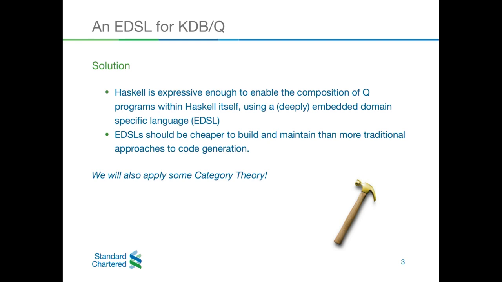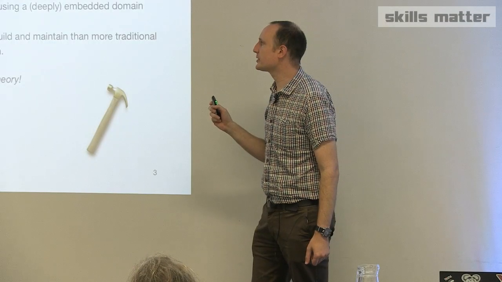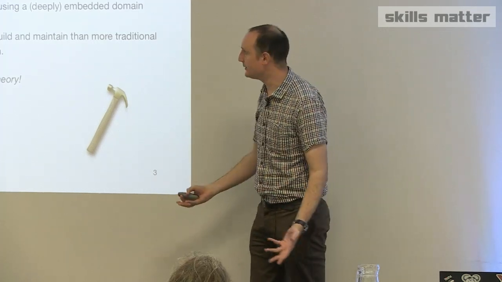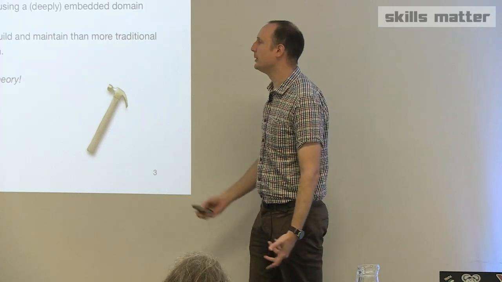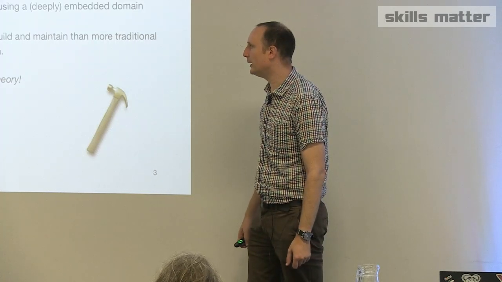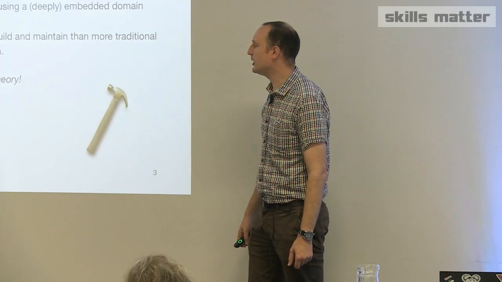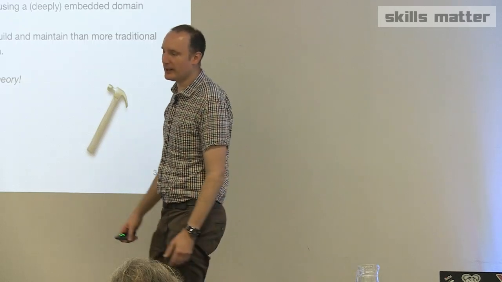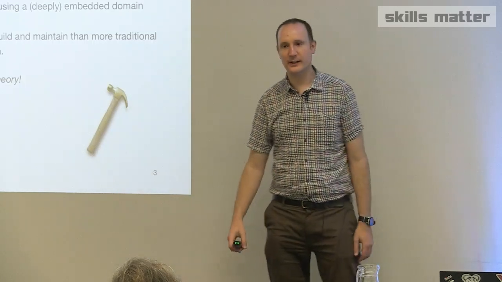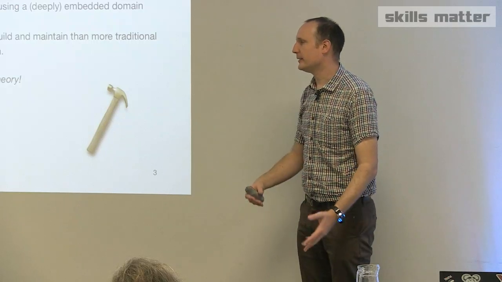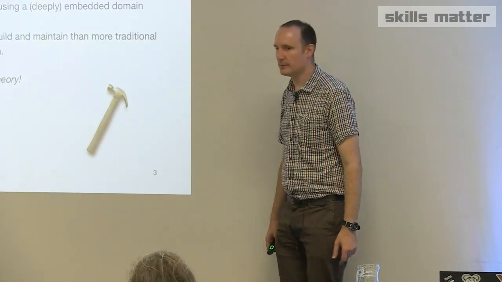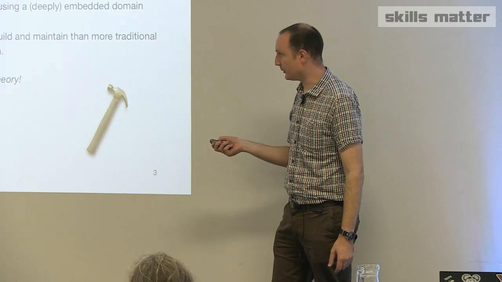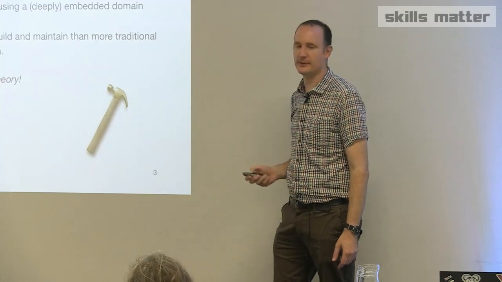But certainly Haskell is, as we all know, expressive enough to enable the composition of Q programs within Haskell itself. And this is the idea of a deeply embedded domain-specific language, or a deeply embedded EDSL. I believed that this would be a fairly cheap solution. The alternative would be a back end to our Haskell compiler that targeted Q instead of the bytecode that it does target, but that would have been a much more expensive proposition. And also, I always try and put a little bit of category theory in every talk I do.